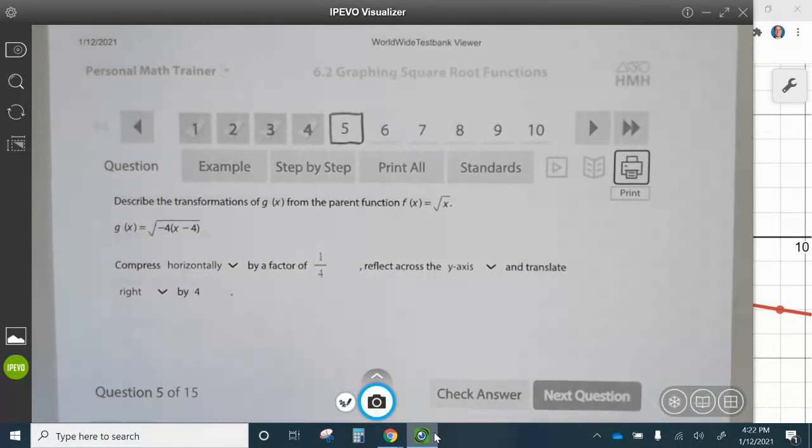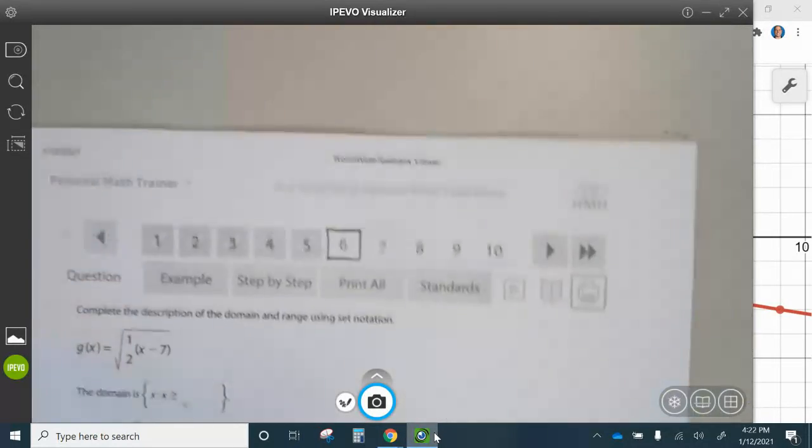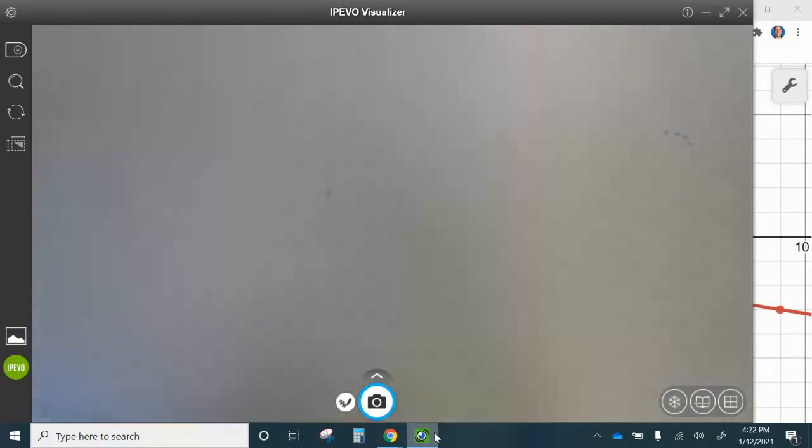Describe the transformation of g of x from the parent function f of x equals the square root of x. G of x equals the square root of negative 4 times x minus 4. It's compressed horizontally by a factor of 1/4, reflect across the y-axis, and translate right by 4. All right. Question number 6.